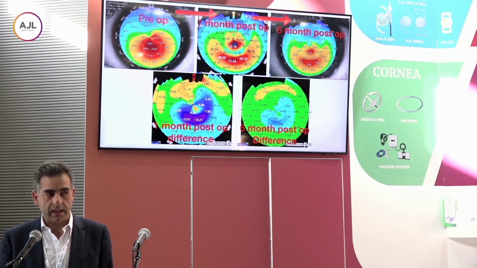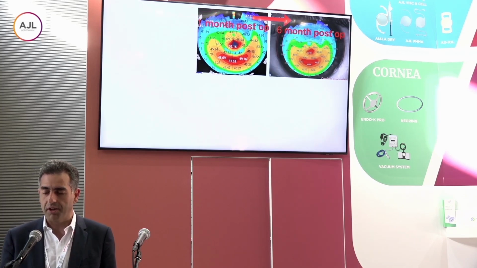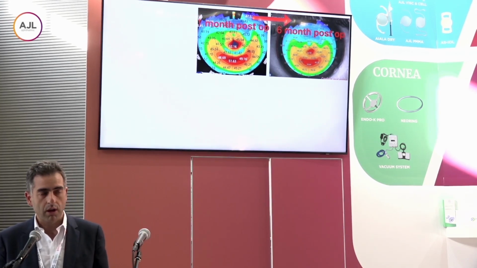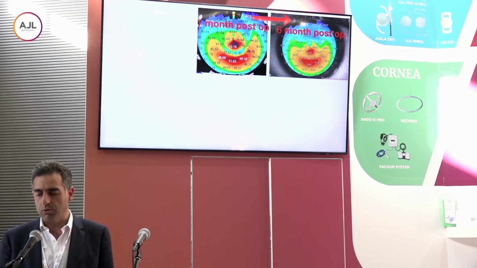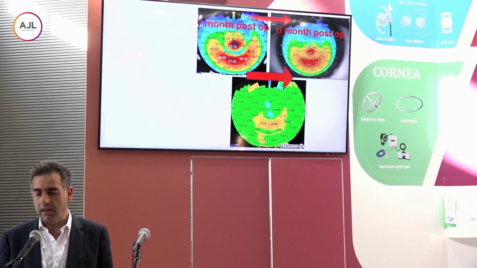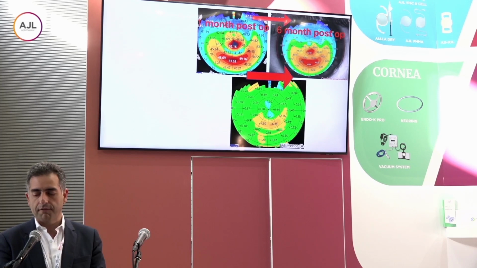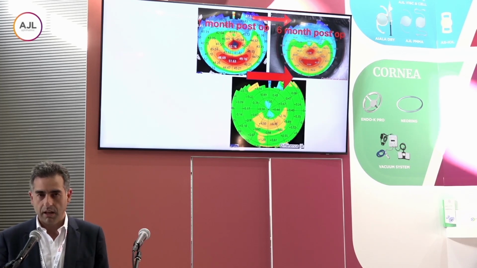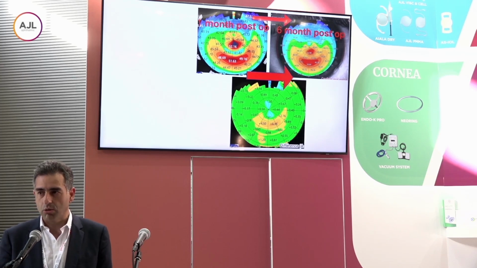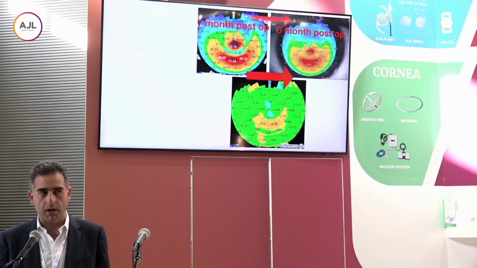So this suggests that there is a small regression. And if you look at these two maps and we make the difference, you see a progression of plus 6.36 in this map, which is not the keratoconus regression, but the overcorrection of the epithelial mapping, which changed.